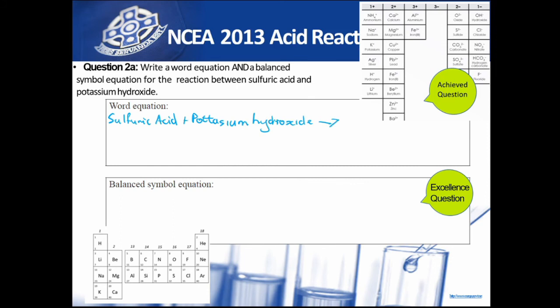Gives us, it's a hydroxide, so it's a base reaction. Water and the salt, which is going to be what? The hydrogen from the sulfuric acid, the acid part is the hydrogen, plus the hydroxide from potassium hydroxide forms the water. So what's left? Sulfate and potassium. Potassium sulfate.